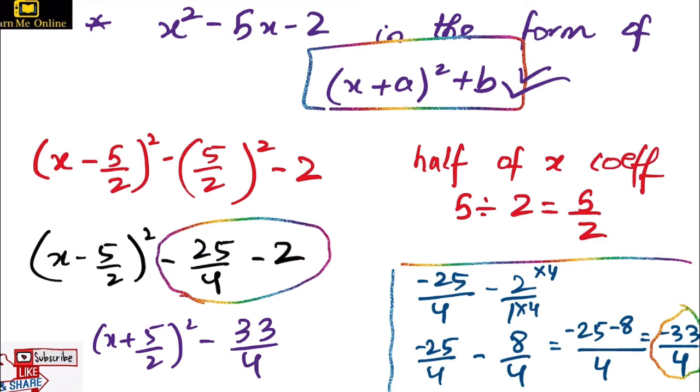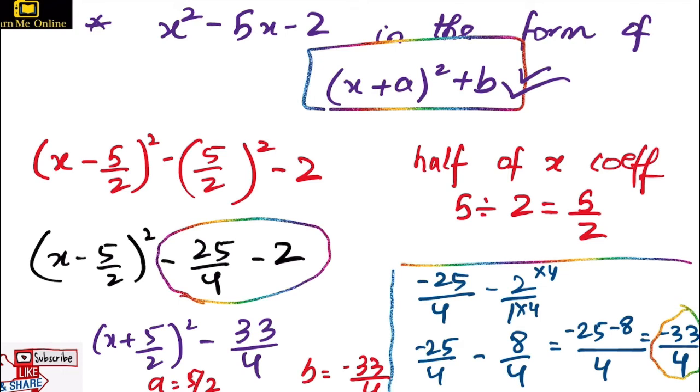Now, sometimes the question says to write down the values of a and b. If you compare them together, clearly you see that a is 5 over 2 and b is minus 33 over 4. Because there's a plus sign, there's a minus sign. So we say that b is minus 33 over 4.